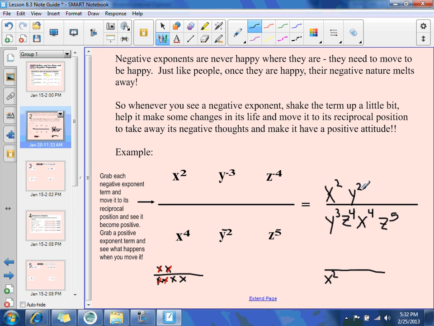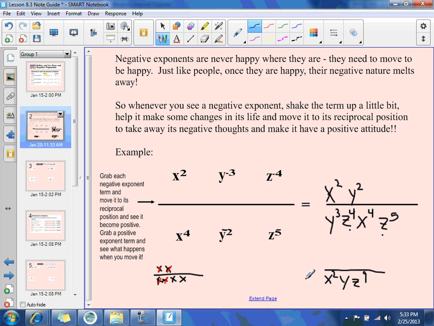Look at your y's. You had 2 y's in the numerator and 3 y's in your denominator. That means you had more y's in your denominator. They're going to end up there with 1 of them. Now, your z's are both in the denominator. You had z to the fourth and z to the fifth. They're both down here, so we need to combine them. That actually makes z to the ninth.